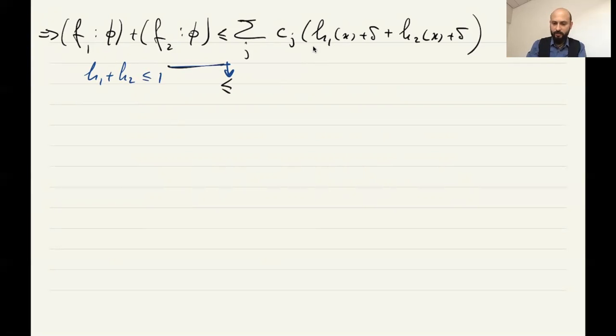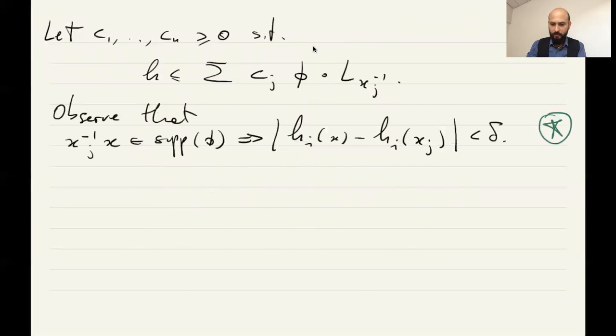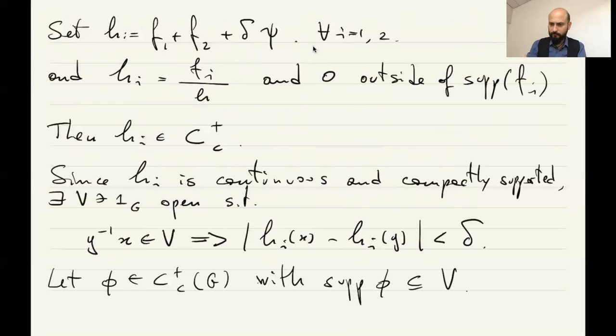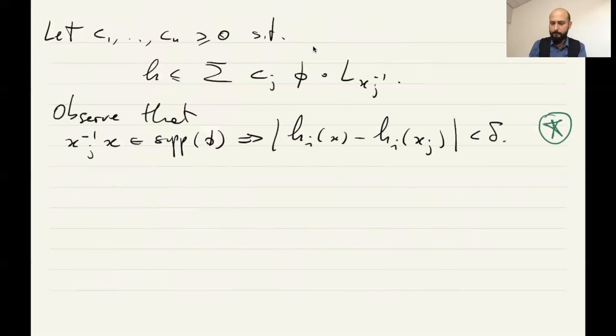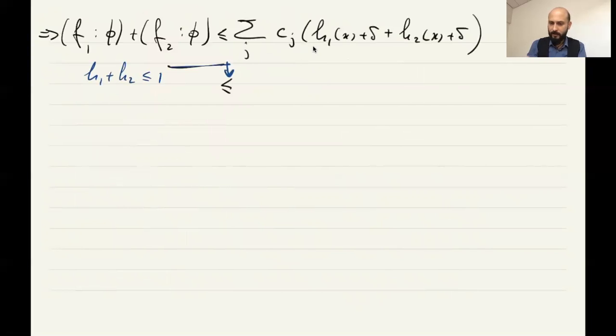Why is h1 plus h2 less than 1? Let's remember what this h is. If we sum them here, we have f1 plus f2 divided by h. But see, h has this extra piece, so the ratio is less than 1. Okay, less than 1. So we have that this is less than the sum of c_j times 1 plus 2 delta. Okay, good. So this is a bound.